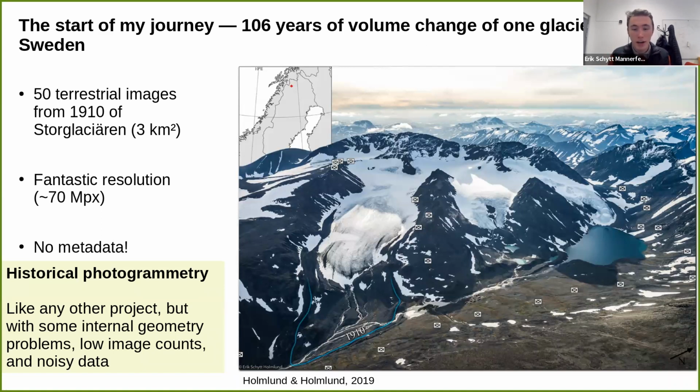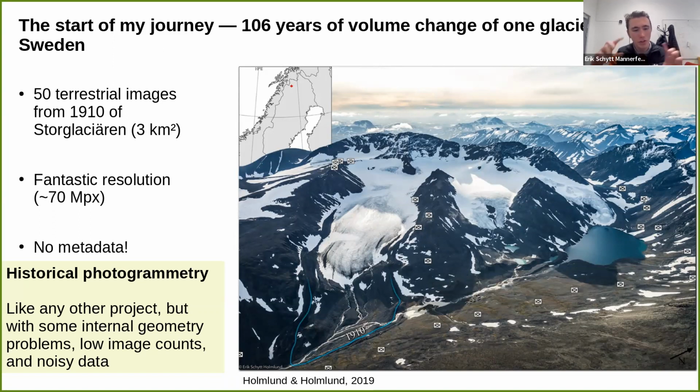These are of a fantastic resolution. They are glass plates, large format images. And my question was, can we use these to extract elevation data? Now, this would imply historical photogrammetry, which, as just a very overview introduction, is regular photogrammetry, but with some extra steps.